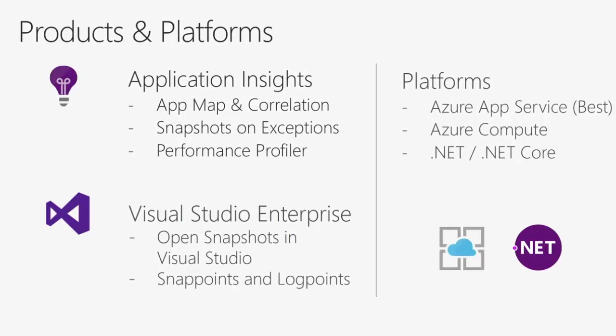And just to ground everyone in the technologies that we'll be showing today, we're going to be using Application Insights, which is our APM and analytics tool built into Azure. We'll be showing application map and correlation and how we can automatically collect snapshots on exceptions and the performance profiler there. And then we'll be using Visual Studio Enterprise to open snapshots in Visual Studio and set snap points and log points to interactively debug in the production environment. Most of this stuff is actually built right into Azure App Service, but there are solutions for working with Azure Compute, and pretty much everything we'll be showing today is supported on both .NET and .NET Core in these environments.